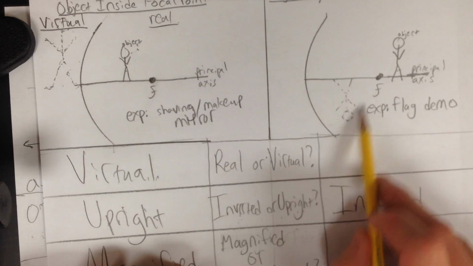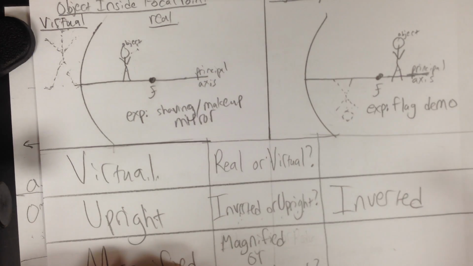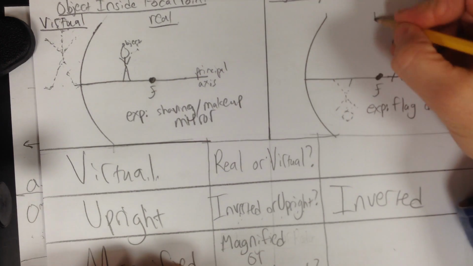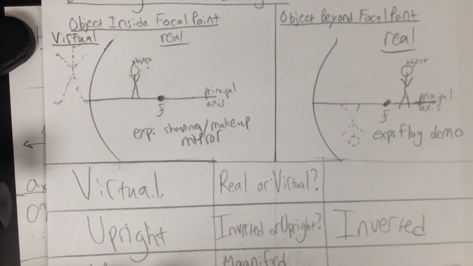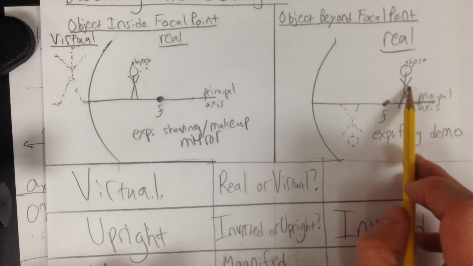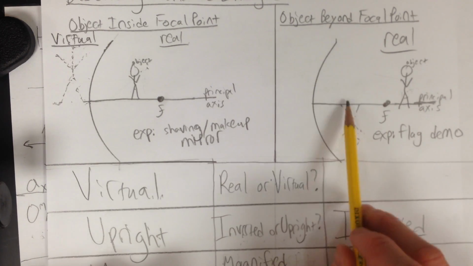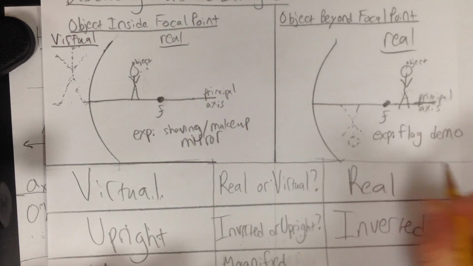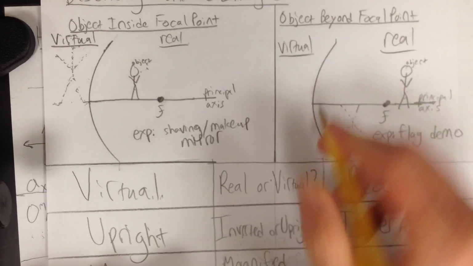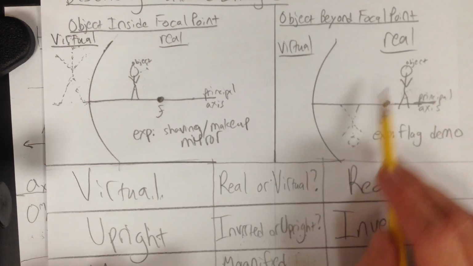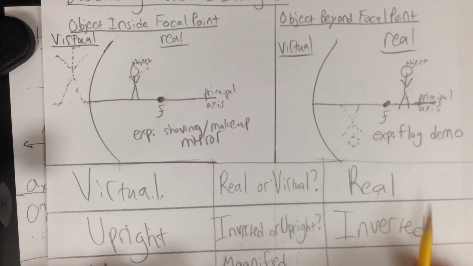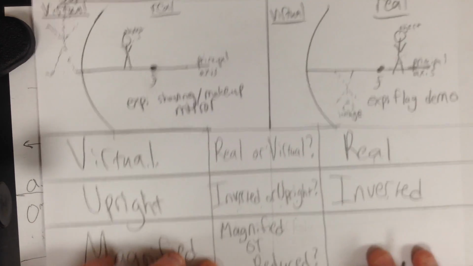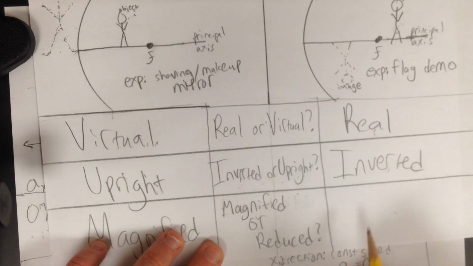Also, because we were able to catch the image of that flag on an actual screen, we know that the image exists in reality. It exists on the real side of the mirror there. If you stood outside the focal point here and we turned all the lights off and shined light on you, we'd be able to put a card right here and catch your image right there. That means it's a real image. Your eye doesn't create it on the virtual side. Your eye can actually see it on the real side of the mirror. So it's a real image. So we're going to draw your image on the real side, inverted, so upside down, when you stand outside the focal point.